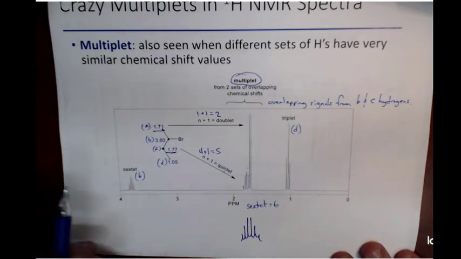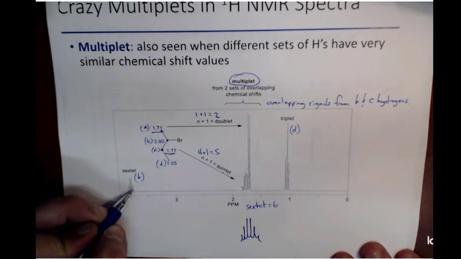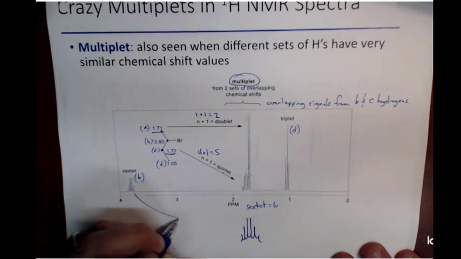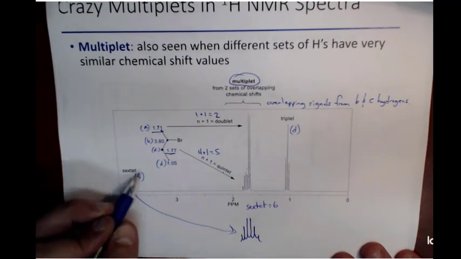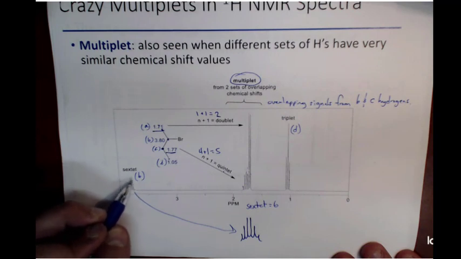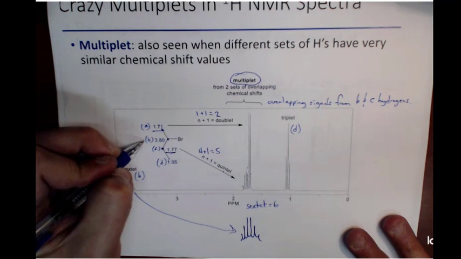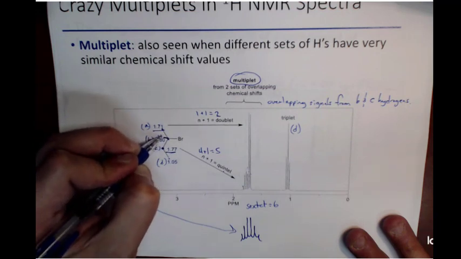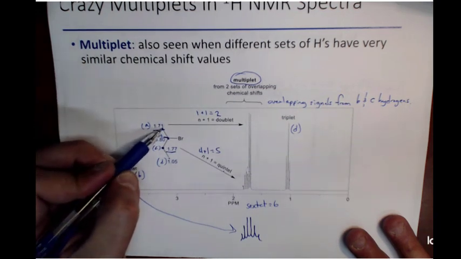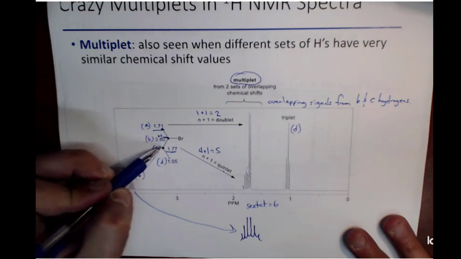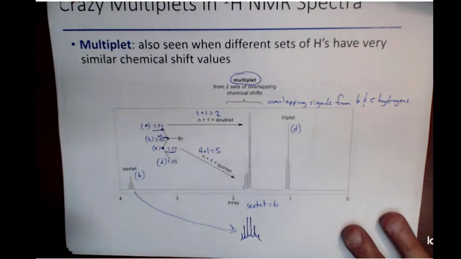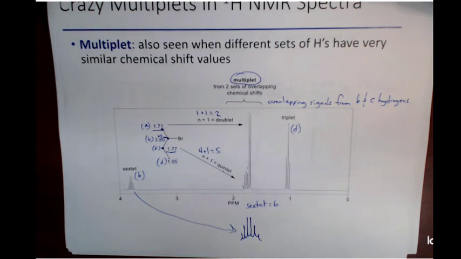See here in that sextet, 1, 2, 3, 4, 5, 6, see how you have that symmetry that's very similar to that? So that is telling you that these hydrogens giving you that signal have 5 neighbors. And so when we look at B, the hydrogen that's here, it's got 3 neighbors here, and it's got 2 neighbors here, so a total of 5 neighbors. So that's why we see the sextet there. All right, so multiplets. If you see the word multiplet, something weird's going on. Pay attention.